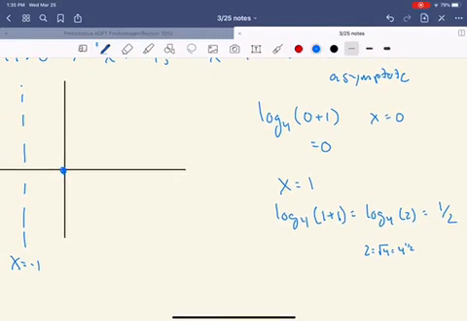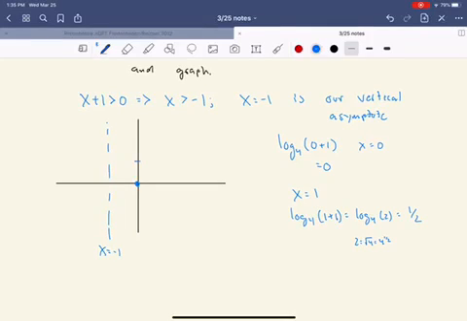Okay, so we let this be 1. When x equals 1, we get 1/2. Do another one. Log base 4 of 3 plus 1. That's x equals 3. That's log base 4 of 4. That equals 1. So 2, 3, 1.